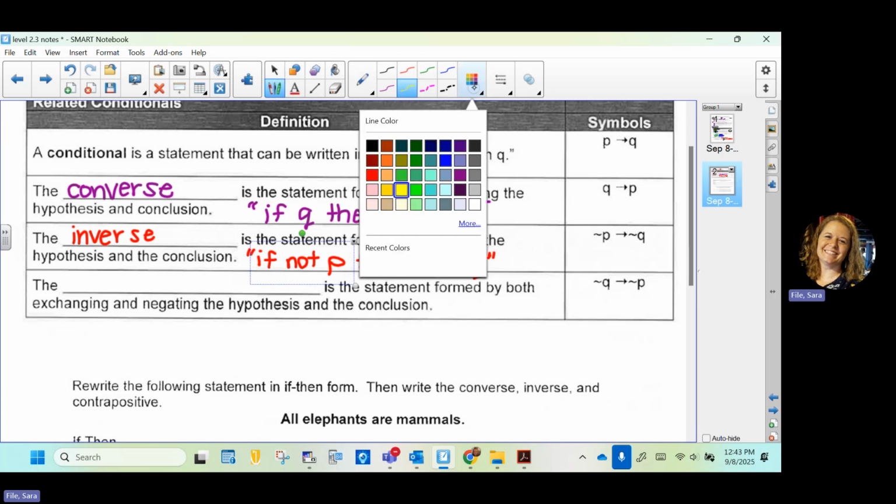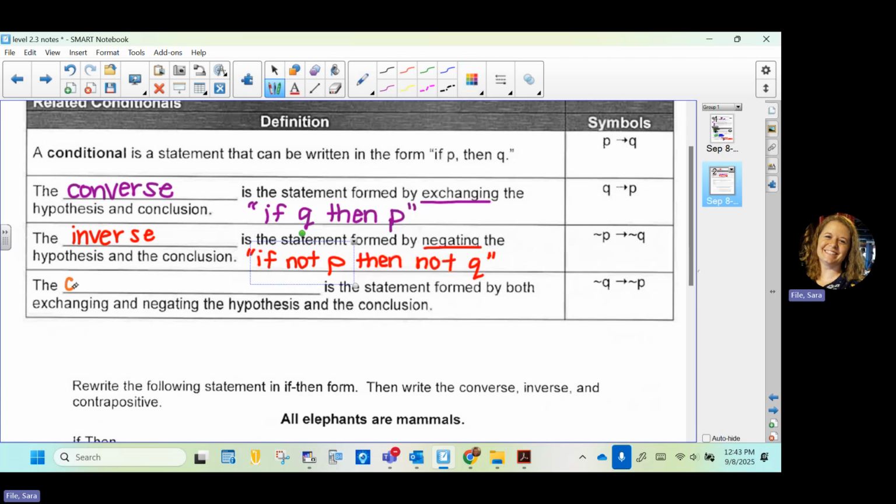And then last but not least, we need to be able to give the contrapositive. The contrapositive is a combination of both the converse and the inverse. It's formed by both exchanging and negating the hypothesis and conclusion. So you switch the order and you put the not. So this would be if not Q, then not P.